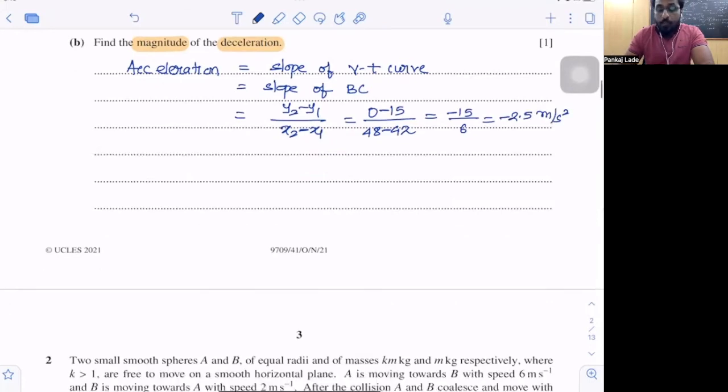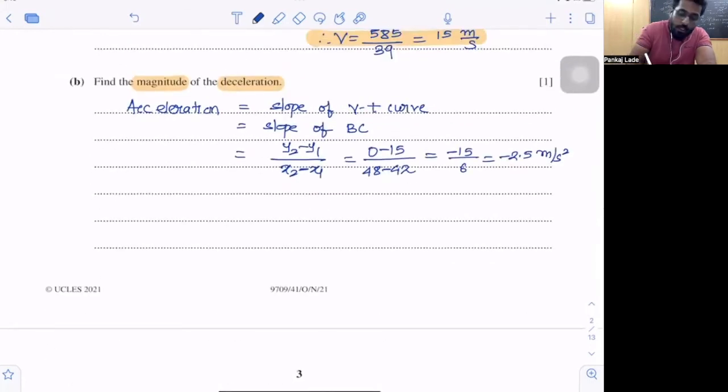That's the deceleration. But what you want to find is the magnitude. Students, look at the question. The question says only find the magnitude.